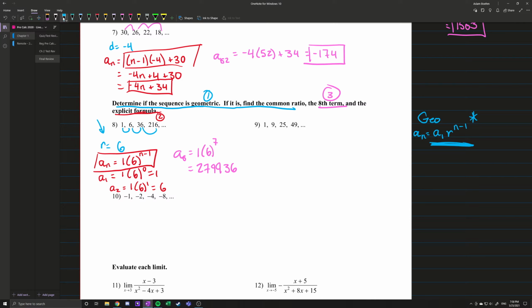All right, so number 9, let's try and do the same kind of logic. To get from 1 to 9 in a geometric sequence, we'd have to multiply by 9. 9 to 25, though, doesn't really work, right? We can't multiply 9 by 9 to get 25. So this is just not arithmetic. Or sorry, not geometric. It's not arithmetic either, but it's definitely not geometric.